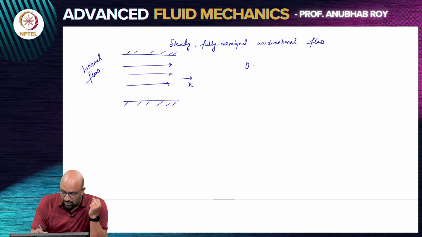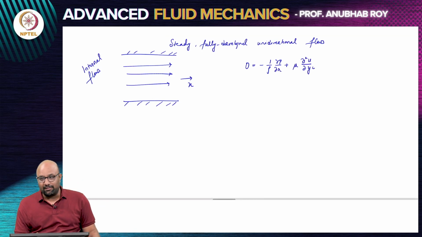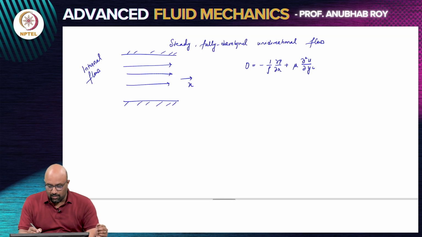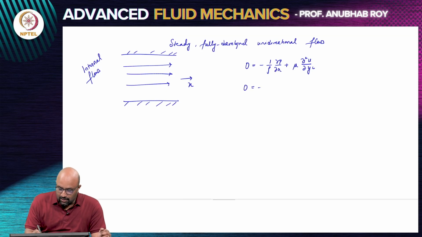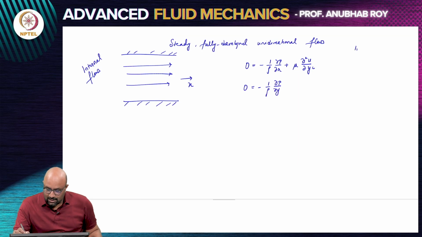So if we write down our governing equation, then our governing equation is 1 by rho dou p dou x plus mu dou square u dou y square. This is in the x direction. So this is our governing equation that we have. Now if there is no body force in the problem, then you have minus 1 by rho dou p dou y is equal to 0. So in absence of any body force, this is my governing equation.